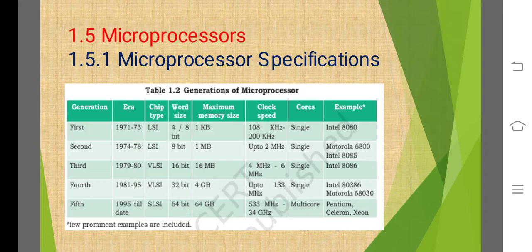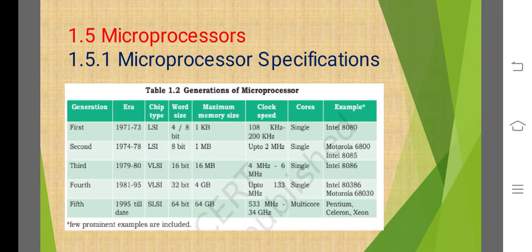Okay, in the generations of microprocessors, see here, first generation, second generation, third generation, and all are divided into so many brackets and columns through which we can understand how each is specified. Microprocessors are classified on the basis of different features. These are the features: maximum memory size, clock speed, cores, and word size. These are all features of a microprocessor.